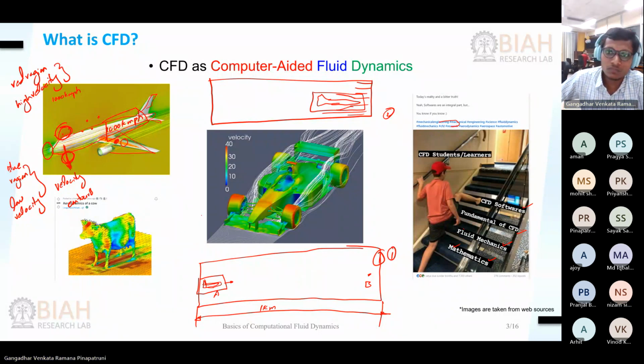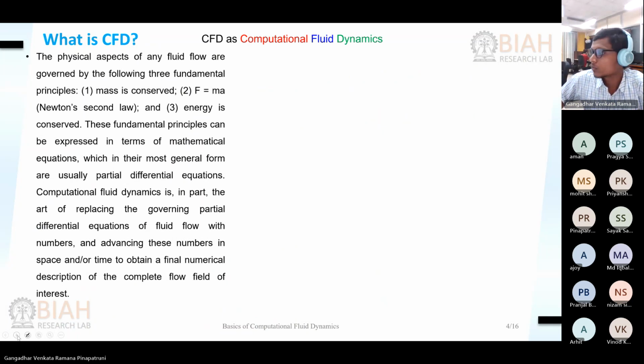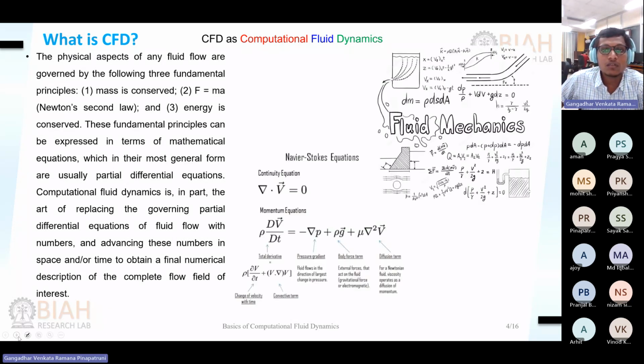Okay. So let's go to the next slide. We have already spent too much time on the first slide giving the introduction to computational fluid dynamics. The second thing is what the basics of computational fluid dynamics involve. The basics involve starting with the governing equations of a fluid.